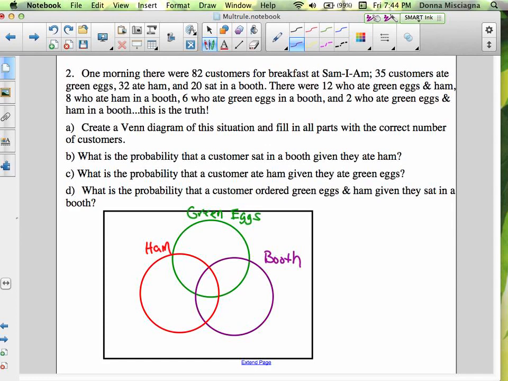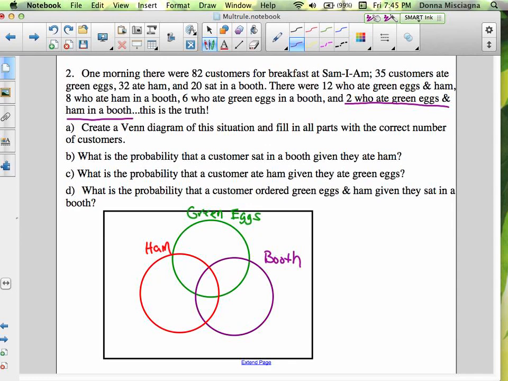All right, so we have to make sure we start with the intersection to make sure the people that are counted for all three things are taken out first. All right, so we're looking for those who ate green eggs and ham in a booth, and there they are. I would eat in a booth. I just wouldn't eat the green eggs and ham.